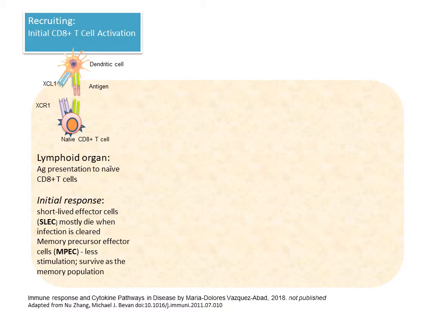But so far, the dendritic cell has come from the infected site to the lymphoid organ and just sort of given the alarm to the T cell that now has been primed to respond.